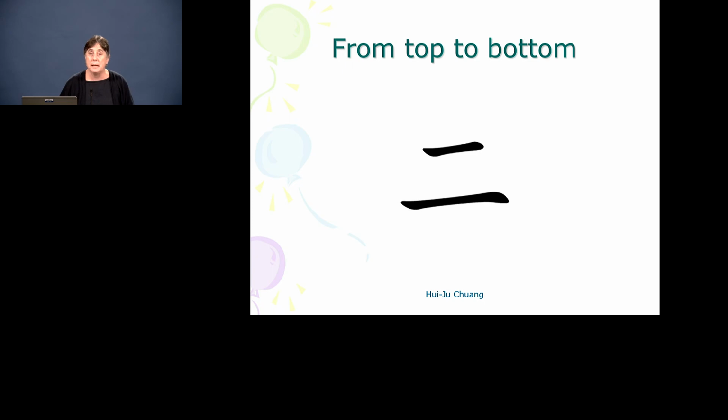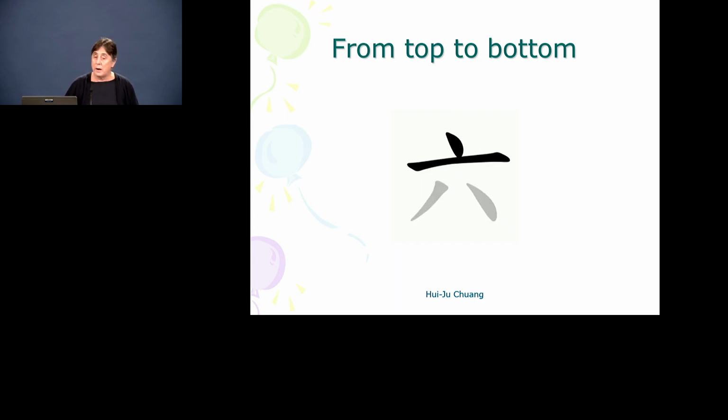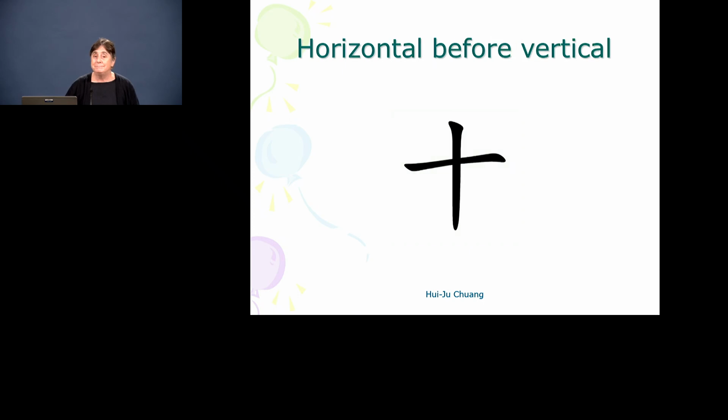One more time watching that. From top to bottom, the character liù, six, is also a good example of top to bottom. So that's both top to bottom and left to right, and you see how both of these work together. So left to right, top to bottom. Okay. Horizontal before vertical. This is the character shí, ten. Horizontal before vertical. Let's watch it one more time.